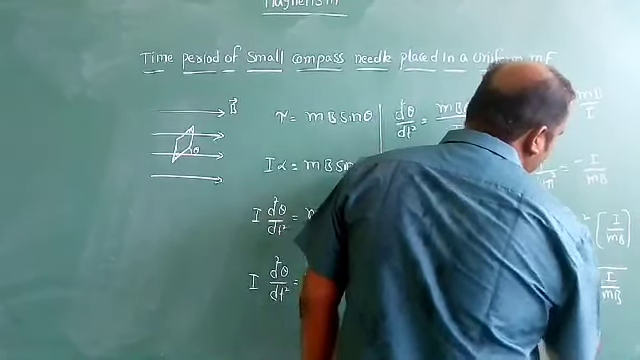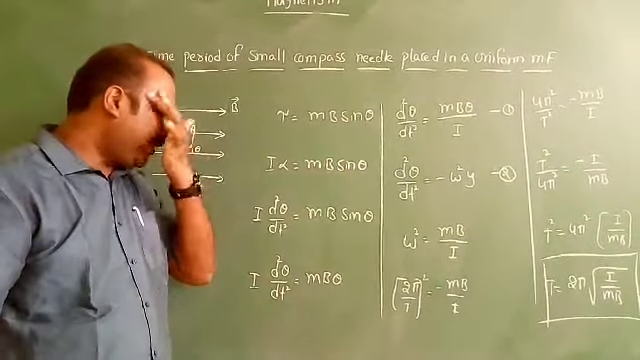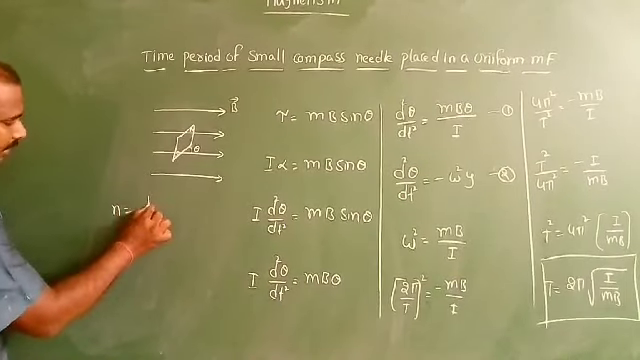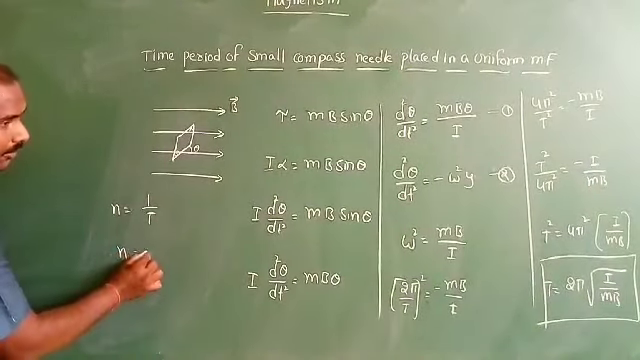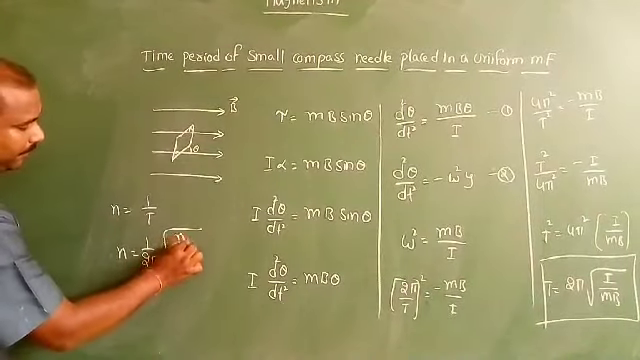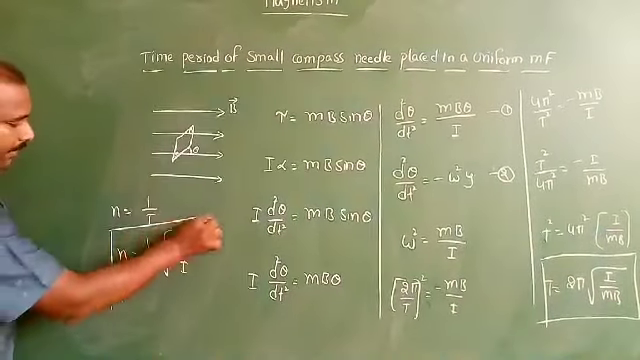This gives the time period of this small compass needle which is placed in a uniform magnetic field. And from this one you can find the frequency also. n is nothing but 1 by T, and n is equal to 1 by 2 pi into square root of mb by I, where I stands for moment of inertia.